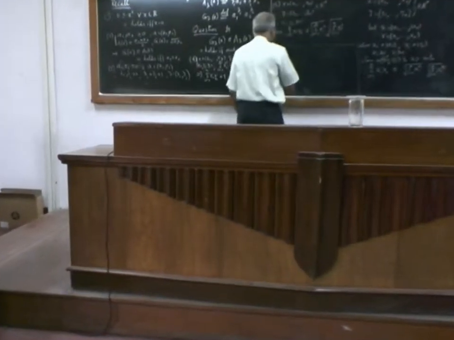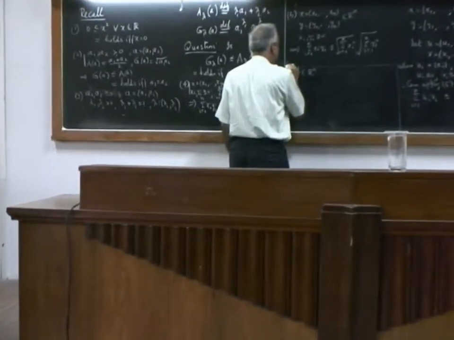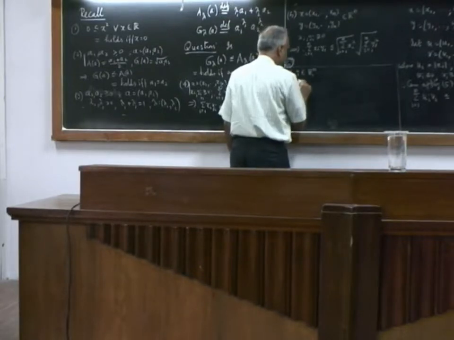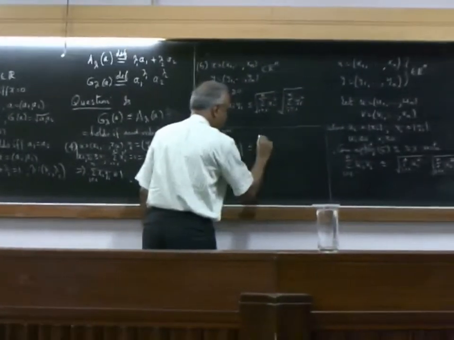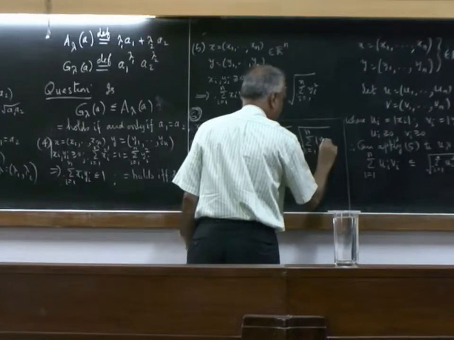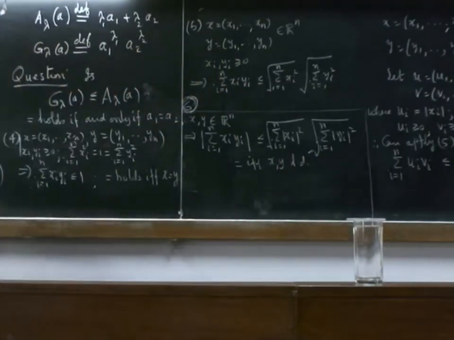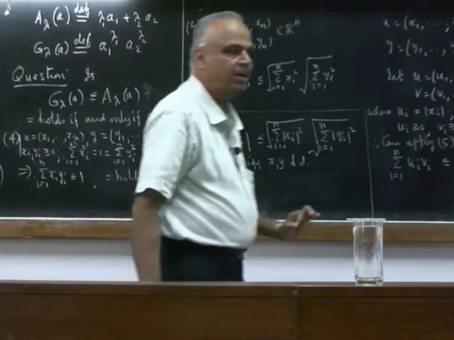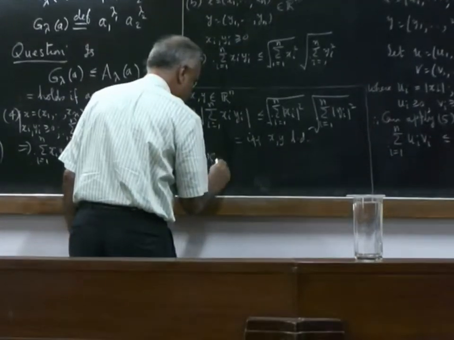So therefore, we have this fundamental inequality, which I will first write, and call it 6. This is one of our first fundamental inequalities: summation modulus i equal to 1 to n xi yi is less than or equal to square root of summation i equal to 1 to n mod xi squared, times square root of summation i equal to 1 to n mod yi squared, with equality if and only if x, y are linearly dependent. And this is what is known as the Cauchy-Schwarz inequality. This is a simple consequence of the arithmetic geometric mean. You just go on using arithmetic geometric mean, and you will get this.